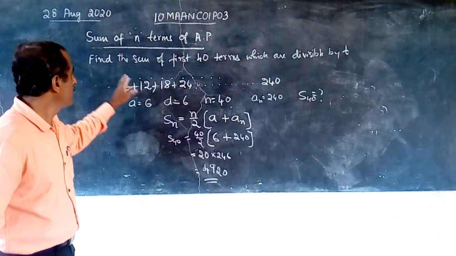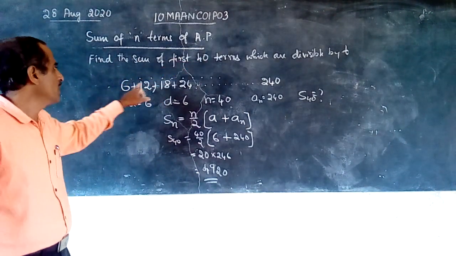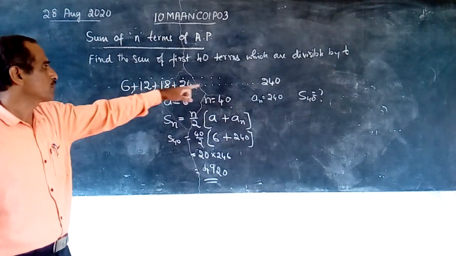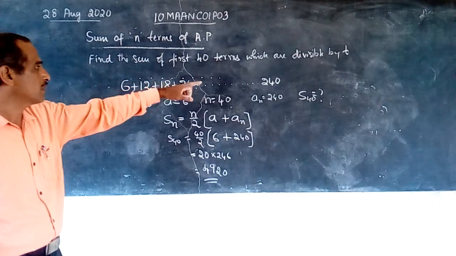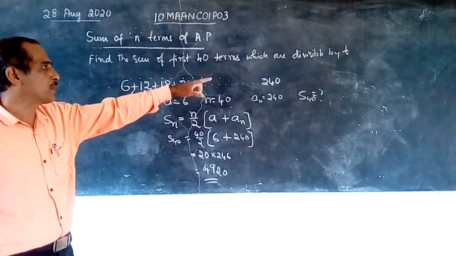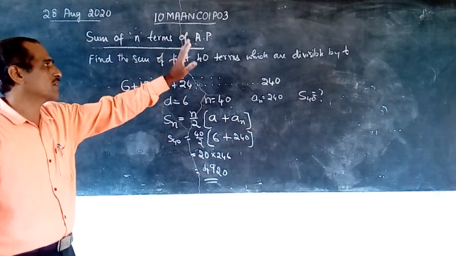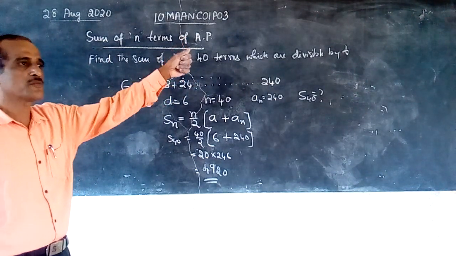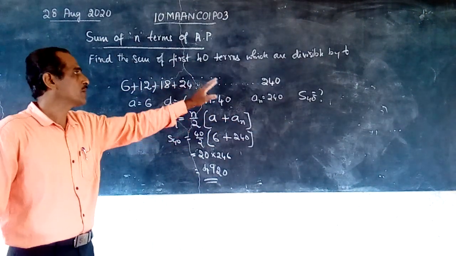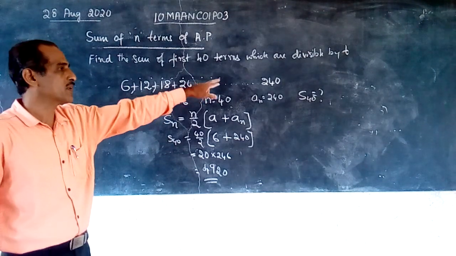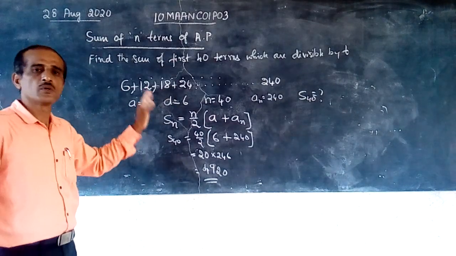So I hope if the question is given, find the sum of first 40 terms which are divisible by 6, we can write the formula like this. 240 is the 40th term, the number which is divisible by 6. If any other number is given, say divisible by 5, the first 40 terms are 5, 10, 15 and so on. The last number is 5 into 40, which comes to 200. Like that you can continue this type of question.